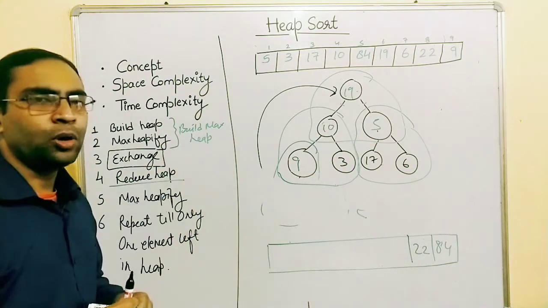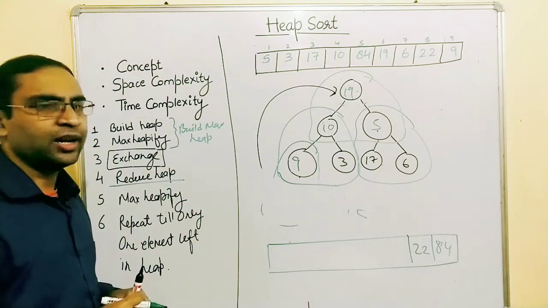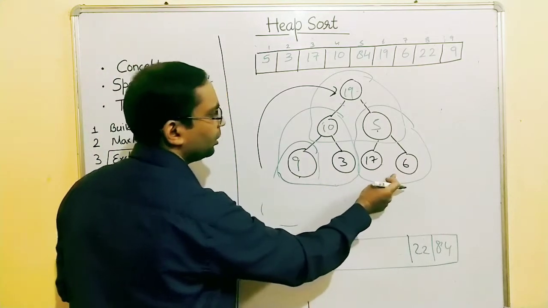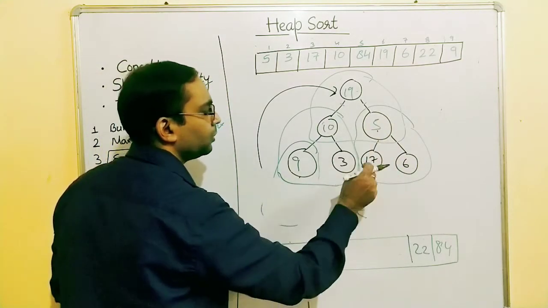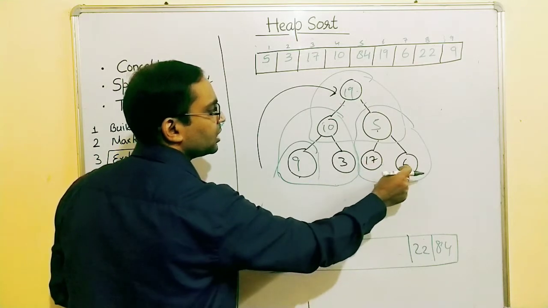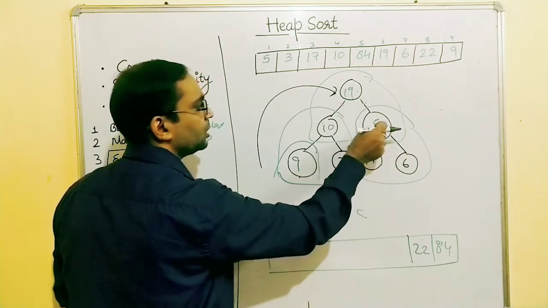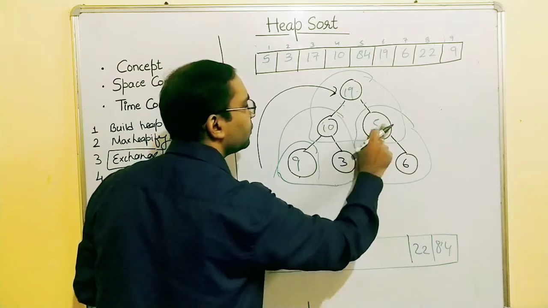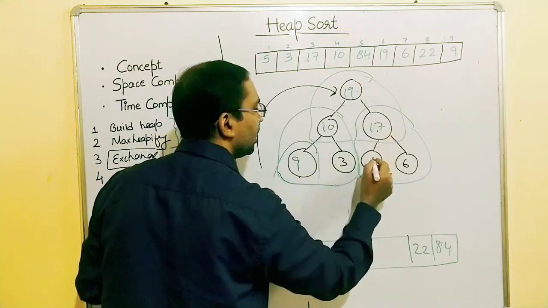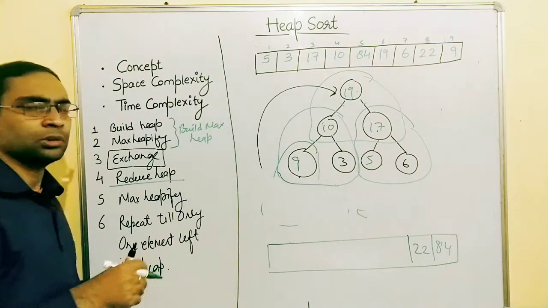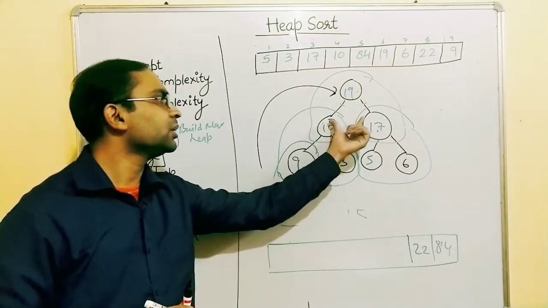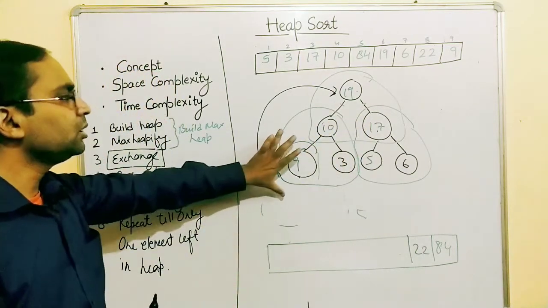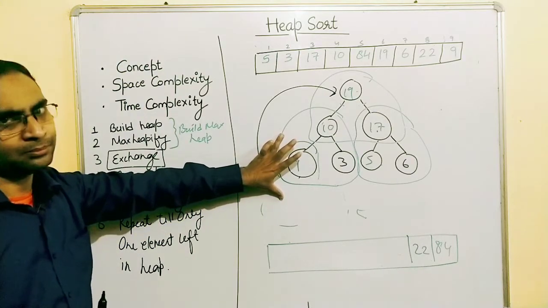Again we'll go to the bottommost, we'll do the check again. So this is the right subtree first, there is a property violation, so we need to swap. What do we need to swap? 17 and 6, which is larger? 17, so we'll swap 17 and 5 together. So 17 will come up and 5 will go down. Again we'll check, there is no property violation and there is no property violation. Now again this is your max heap.